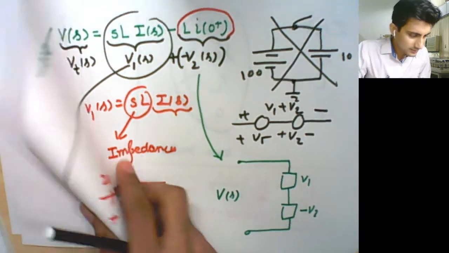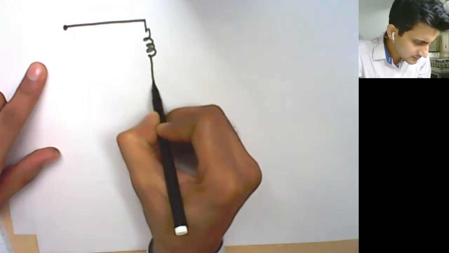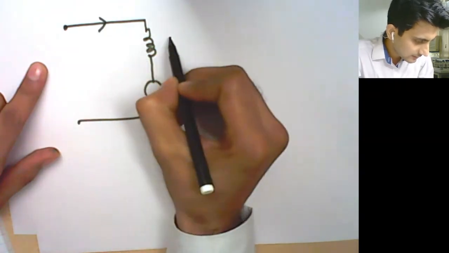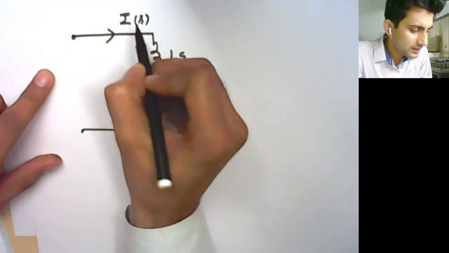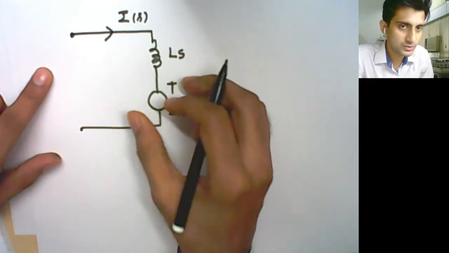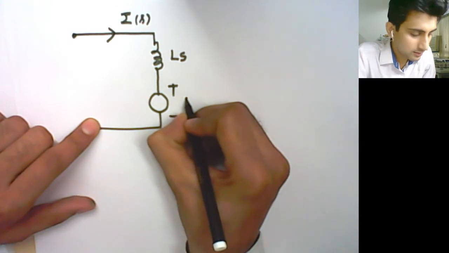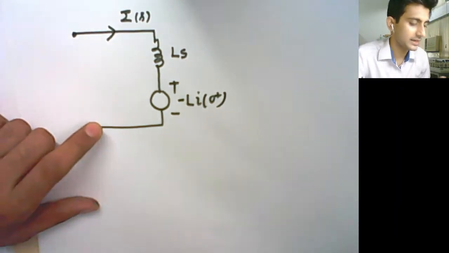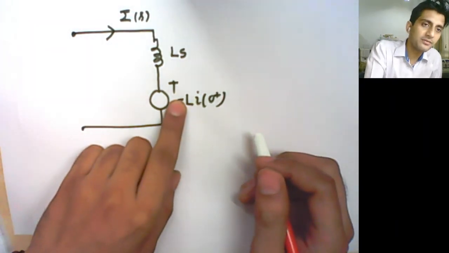And this can then be written as: you have your inductance and a source. I can write this one as LS, with current Is flowing through it, and this is a voltage source having value Li(0+) with a negative sign. Or I can replace it with the negative sign like this if I want to omit it.